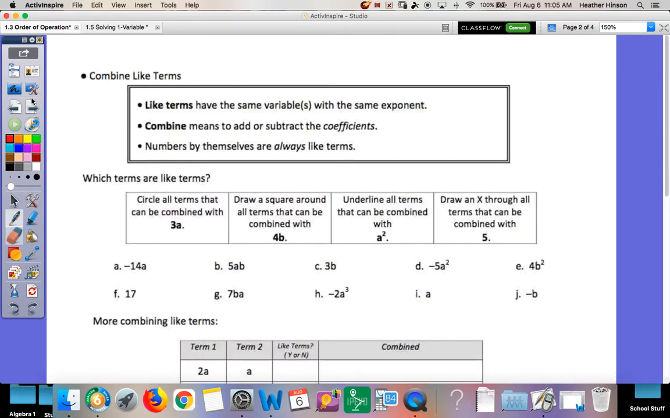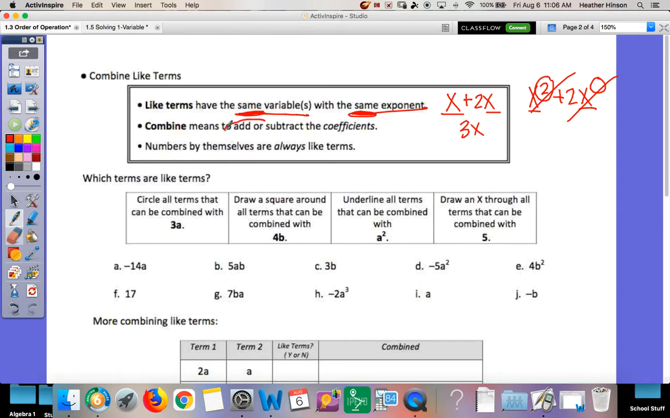Okay, combining like terms. You want to look at your like terms. Those are the ones that are going to have the same variables with the same exponent. So like x plus 2x. Those are the same variable with the same exponent because they don't have one, so that is 3x. But if you have x squared plus 2x, they have the same variable, but they don't have the same exponent, so we don't get to combine those. Those are not the same.